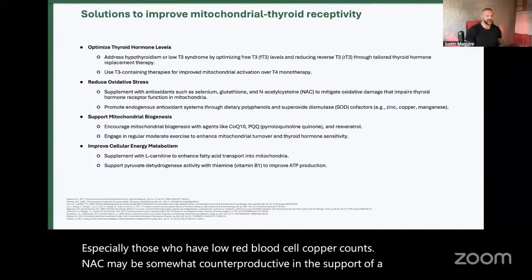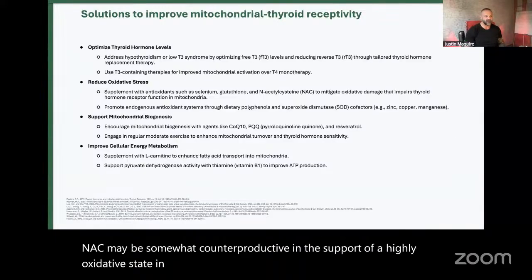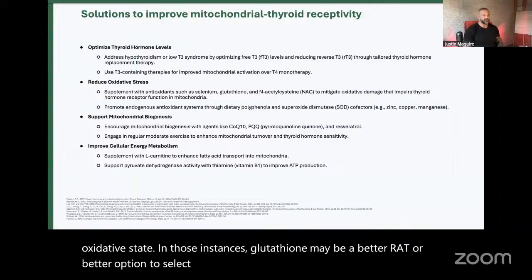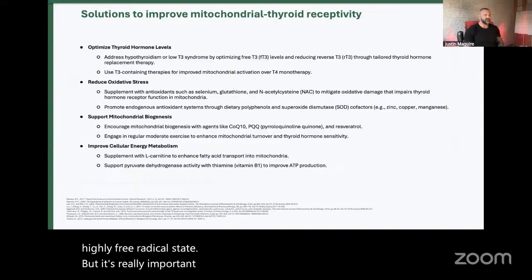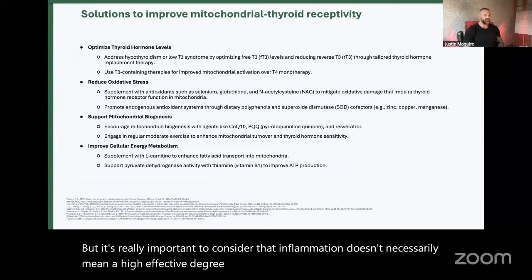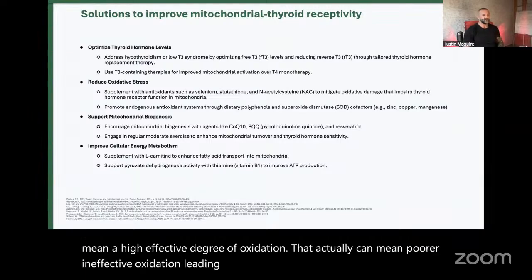In those instances, glutathione may be a better route or better option to select in supporting the requirements of reduction in a highly free radical state. But it's really important to consider that inflammation doesn't necessarily mean a high effective degree of oxidation. It actually can mean poor, ineffective oxidation, leading to premature loss of hydrogen ions, leading to increase of inflammatory reactants.